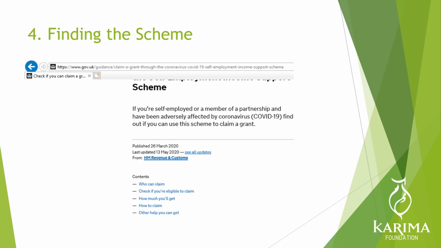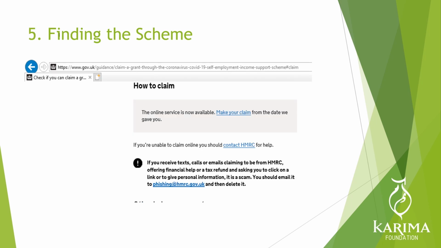So if you scroll down, you should see the content section, and you should click the how to claim link, which is highlighted in the red box. So you can now see that the online service is now available. So once ready, you can make your claim by clicking on the link highlighted in red.